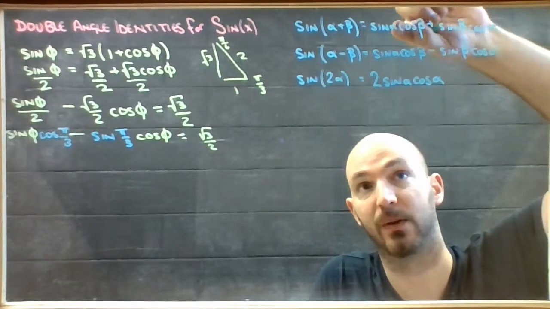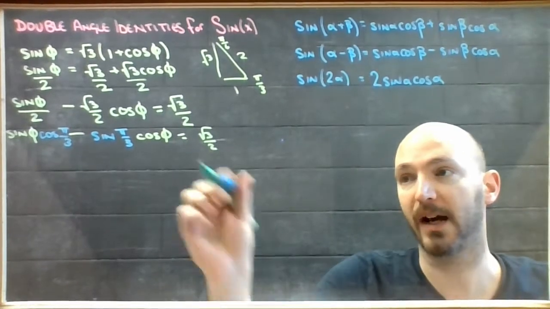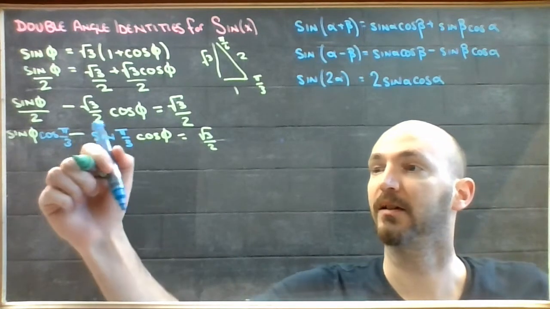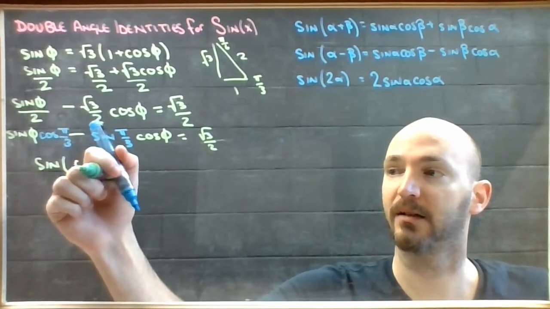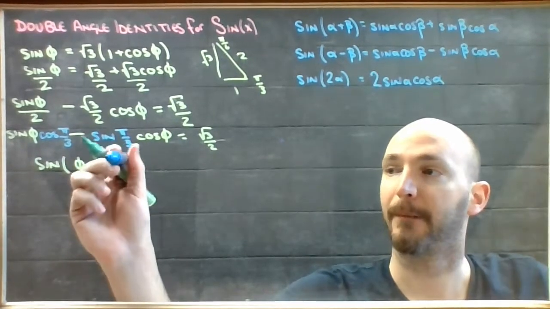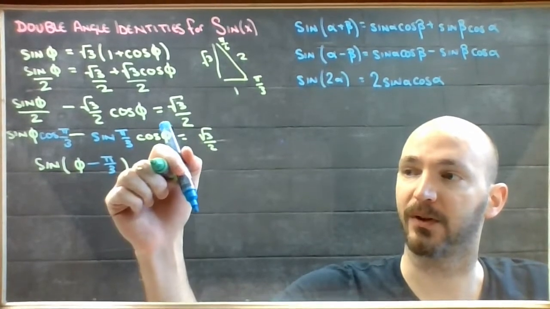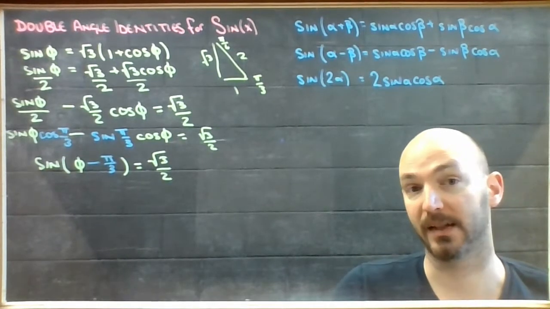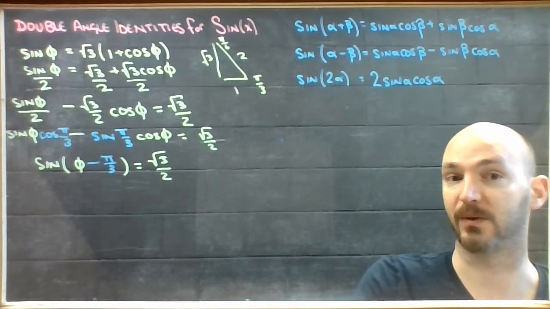I've bent it into a sine of a thing, a cos of a thing, minus a sine of the second thing, cos of the first thing. So I can replace this entire expression with this particular double angle identity. So sine of, and that's my first thing, in the alpha slot, phi minus pi over 3 equals root 3 over 2. So I've successfully rendered this down into a single sine value. So all that's left to do is to solve it.